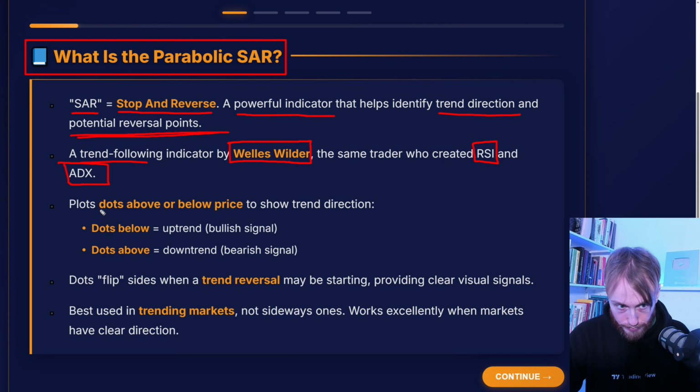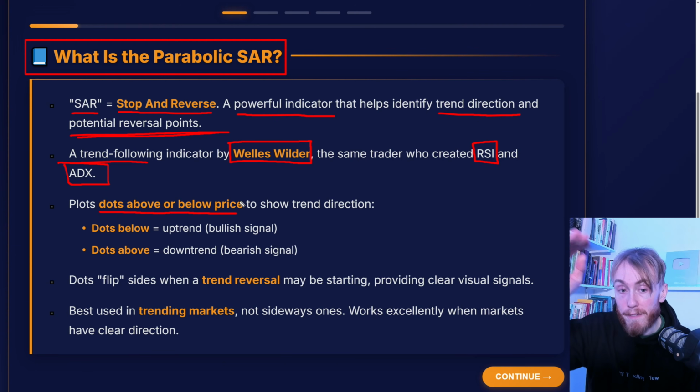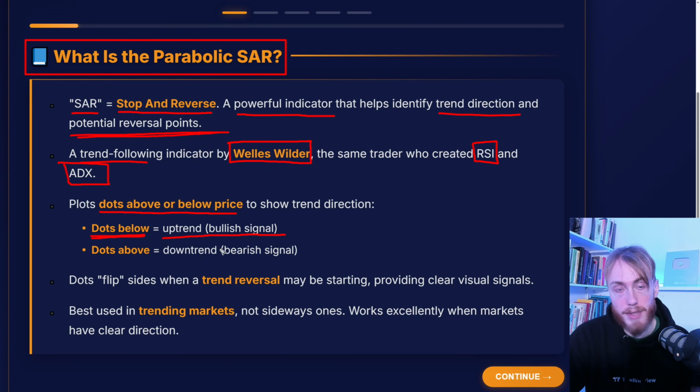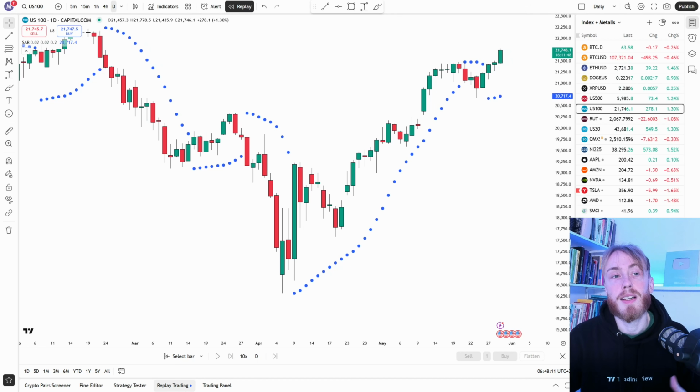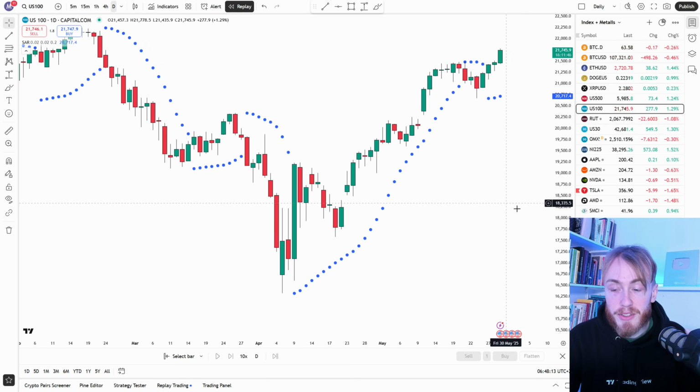Well, the SAR indicator plots dots above and below the price to show trend direction. So when the dots are below the price, we are in an uptrend according to the indicator, and when dots are above the price, we are in a downtrend. So let's just very quickly jump into TradingView.